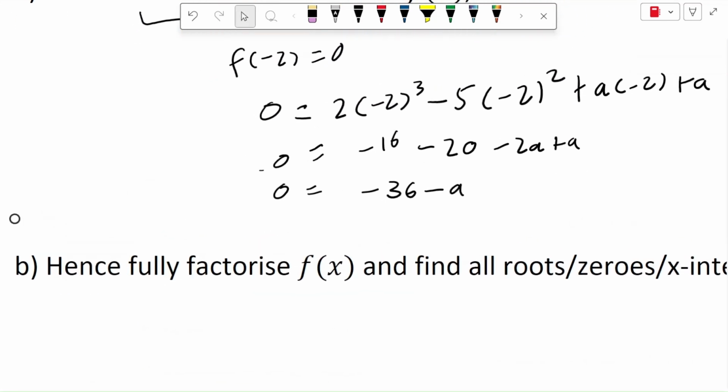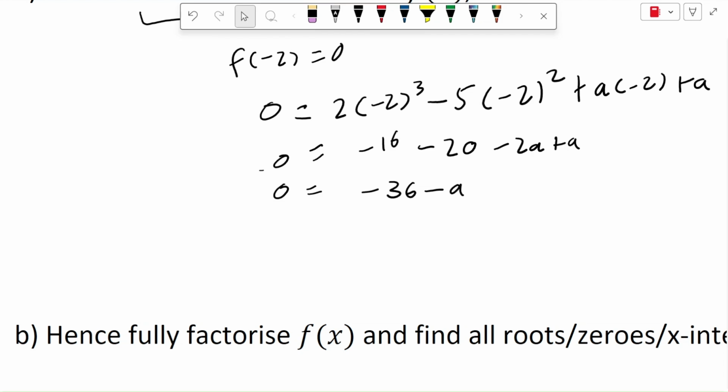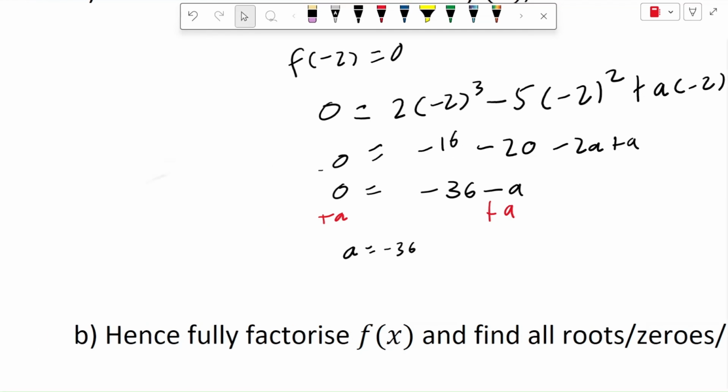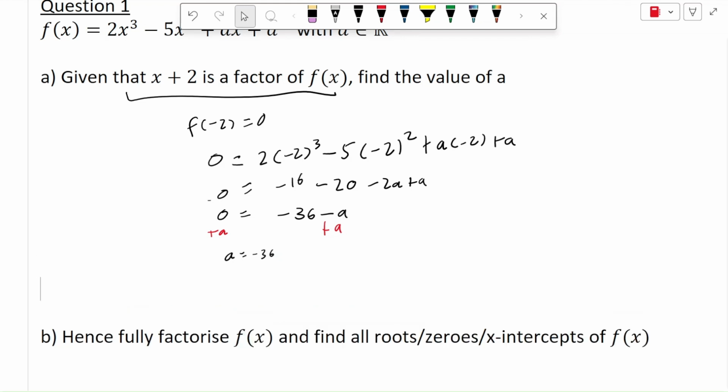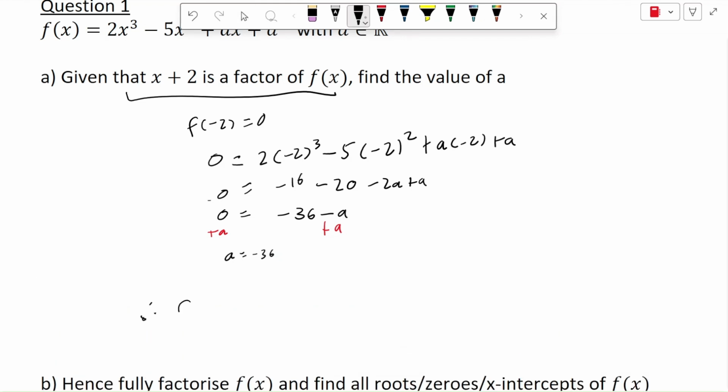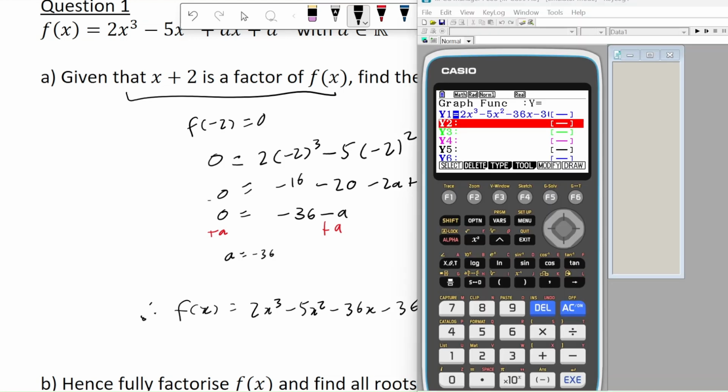All right, and then if we solve this, let's add a to both sides just so we can have a on the left. But basically we're going to get a is minus 36. Whenever you do this, it's not a bad idea to state out what f of x is again. So therefore, f of x should be 2x cubed, take 5x squared, take 36x, take 36.